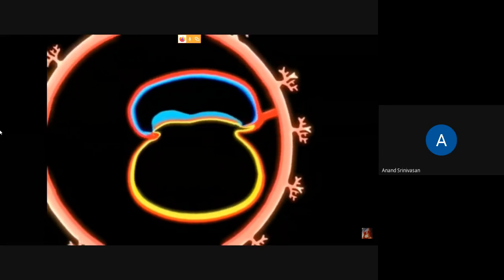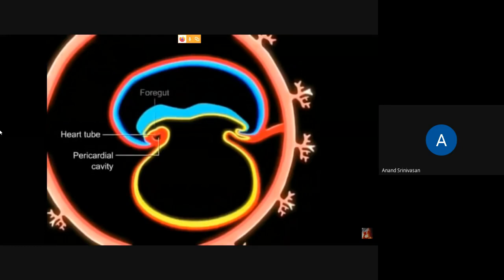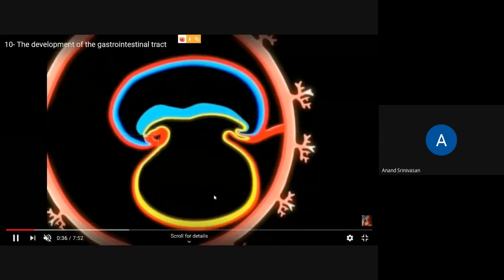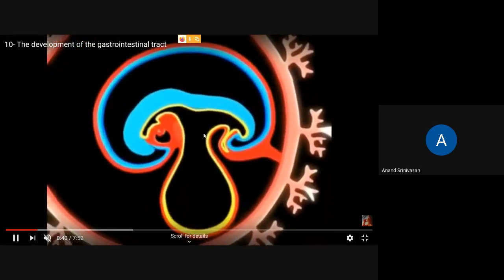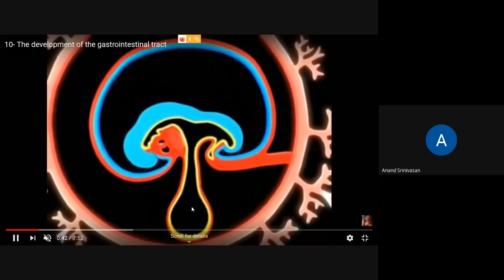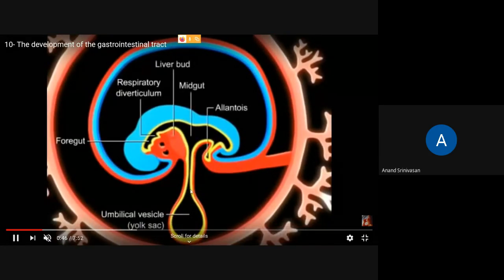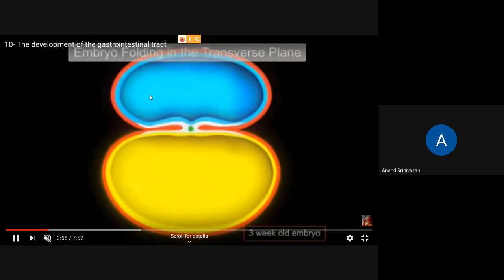Now what happens due to the folding? You can see the foregut, midgut, and the hindgut. The midgut is connected towards the yolk sac. Now the midgut is getting narrowed with the yolk sac, and this forms the vitelline duct. The vitelline duct. And the hindgut and the other structures start to develop.